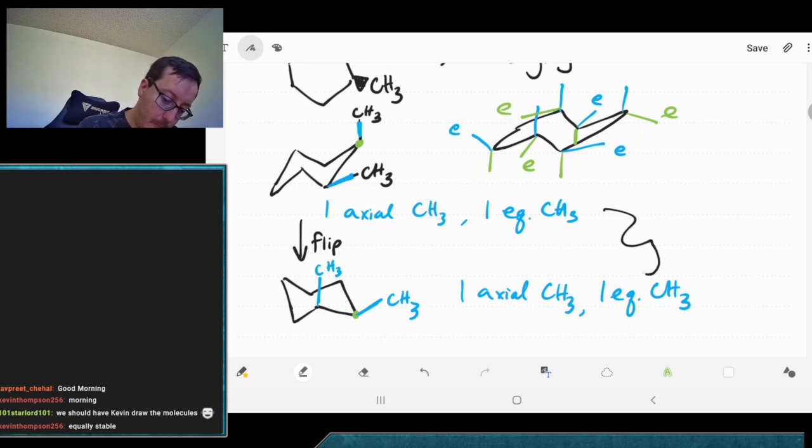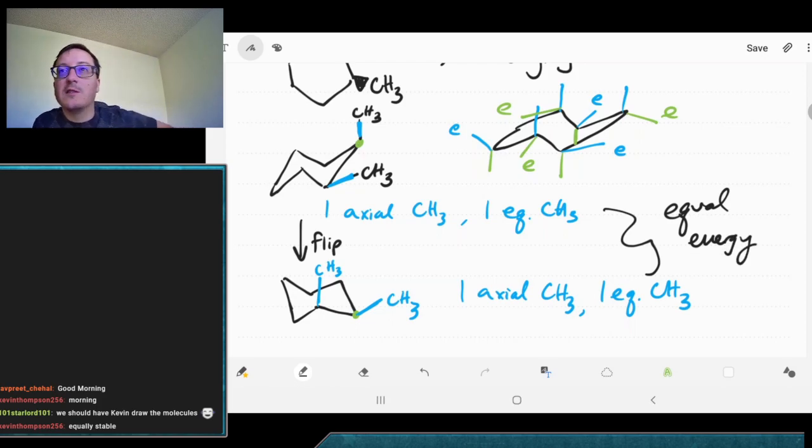So if you were to decide a proportion of which one is the more likely one, they're about 50-50, right? They're equal. They're equally stable, so we're going to have half of them that look like the top molecule and half of them that are going to look like the bottom molecule. There's going to be flipping in between those.